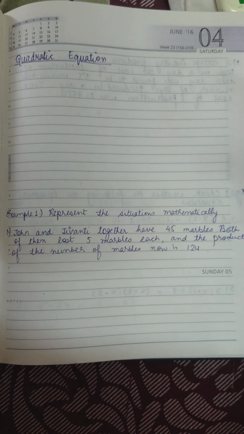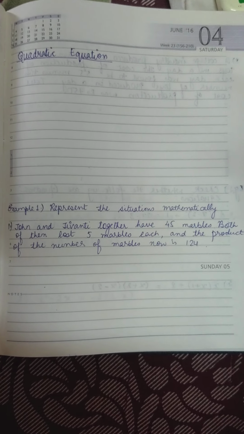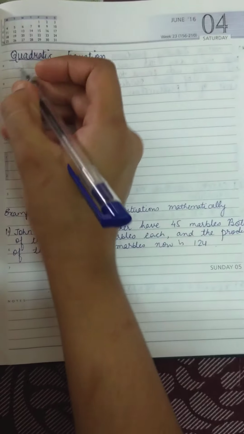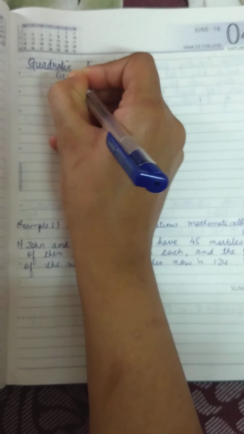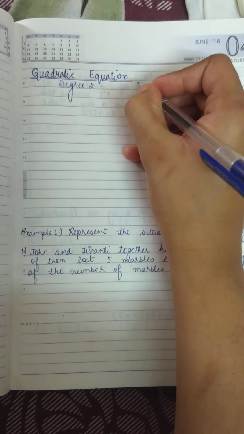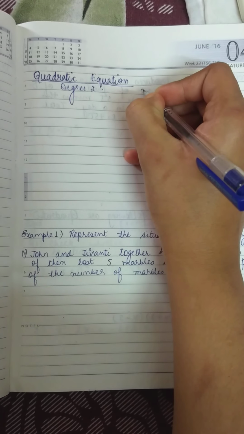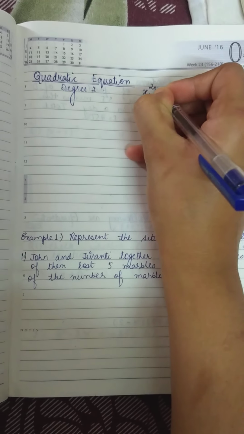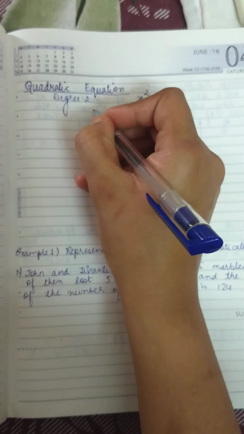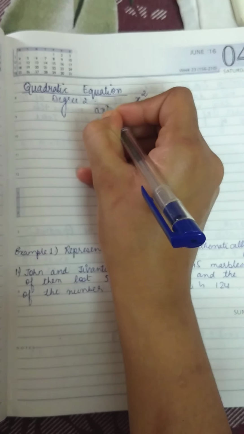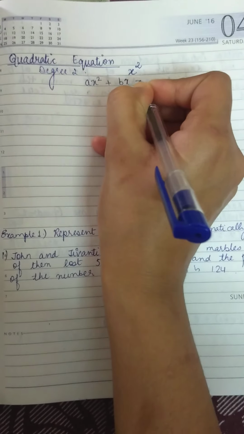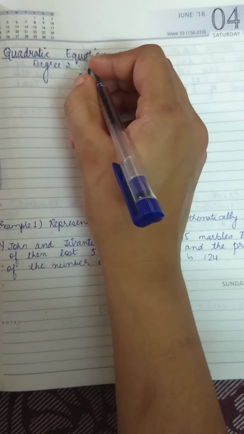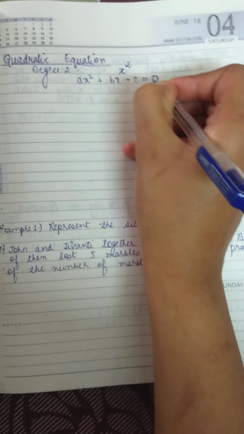Now we'll be starting another topic, quadratic equation. Quadratic means it has degree 2. So degree 2 means the variable should have its highest power 2. A quadratic equation is of the form ax square plus bx plus c is equal to 0. Since it is an equation, it should be equal to 0.